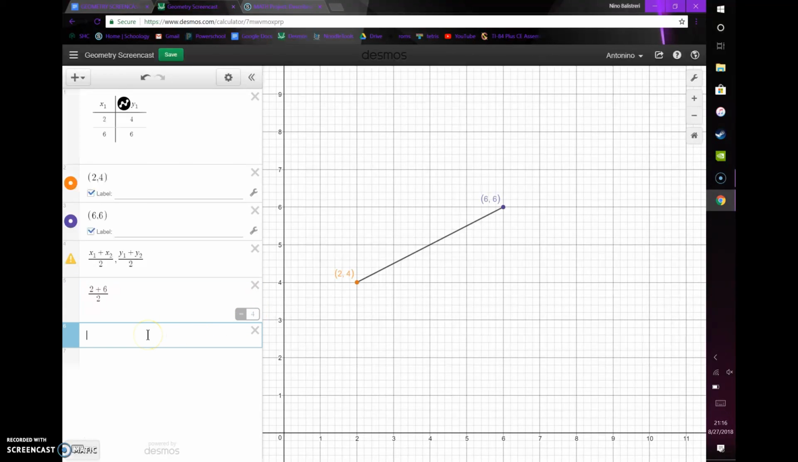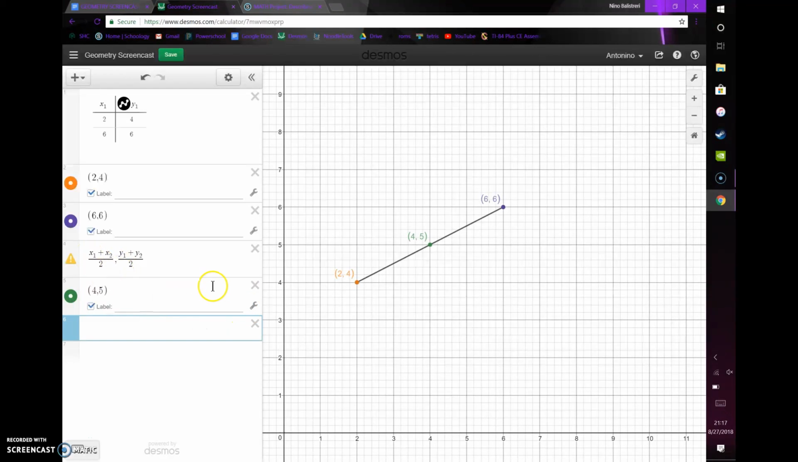And if you plug in the y portion, you should get 4 plus 6, all divided by 2, is equal to 5. Which means the midpoint for this line is (4, 5). Right there. As you can see, this creates two more lines that we can divide into fourths.